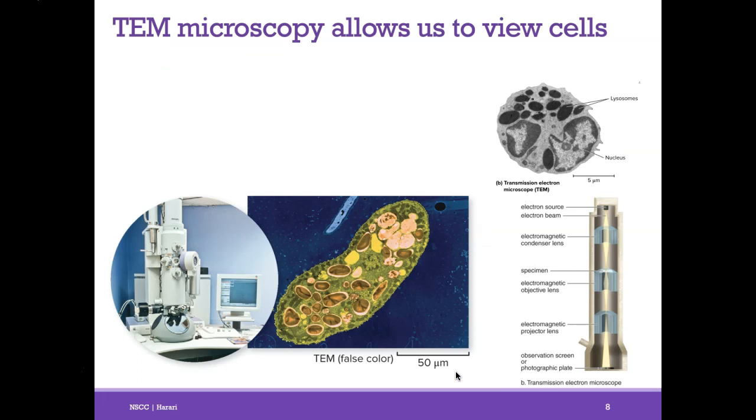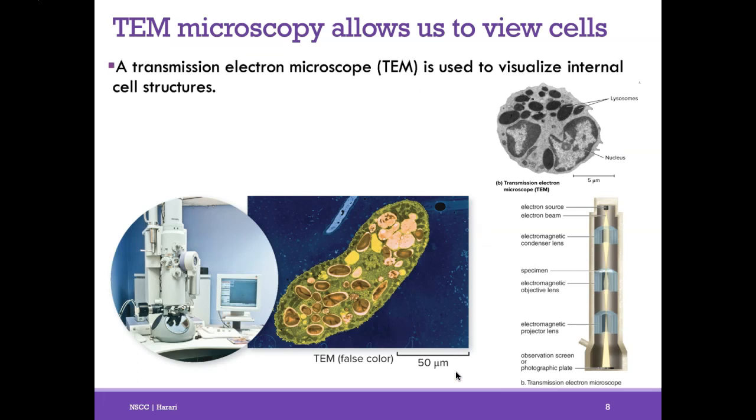So one kind of electron microscopy is called transmission electron microscopy, and that's used to visualize internal cell structures. So it's almost giving you a cross-section. Right? It transmits electrons right through cells, and it gives you a cross-section of what the cell would look like.